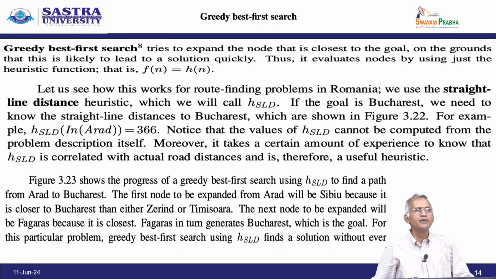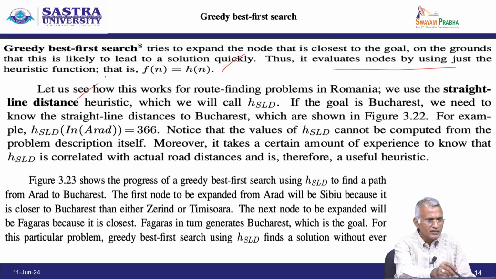One is greedy best first search, which tries to expand the node that is closest to the goal, on the grounds that it is likely to lead to a solution quickly. Thus, it evaluates the nodes by using just the heuristic function, that is f of n equals h of n. So, let us see how this works for the route finding problem in Romania.